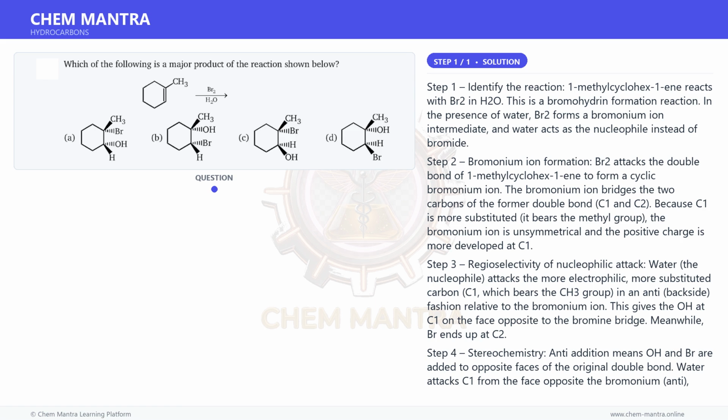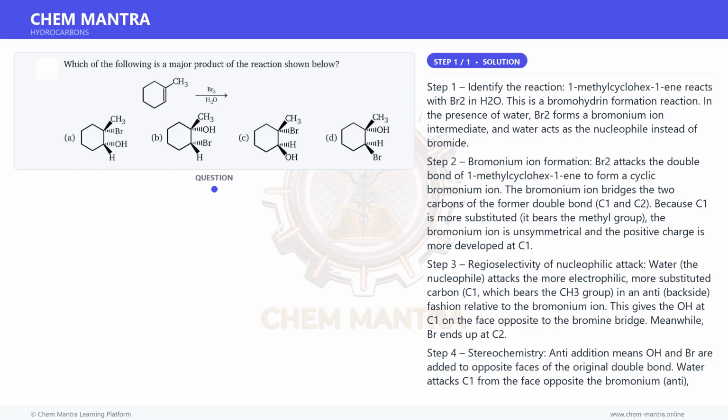Step 2. Bromonium ion formation. Br2 attacks the double bond of 1-methylcyclohexene to form a cyclic bromonium ion. The bromonium ion bridges the two carbons of the former double bond, C1 and C2. Because C1 is more substituted, it bears the methyl group. The bromonium ion is unsymmetrical and the positive charge is more developed at C1.